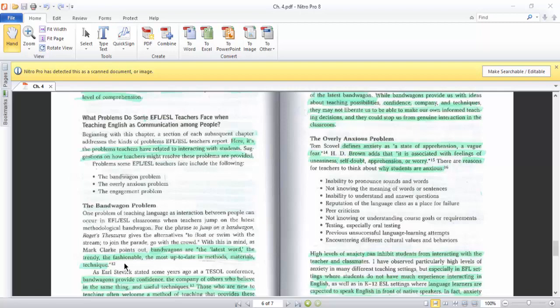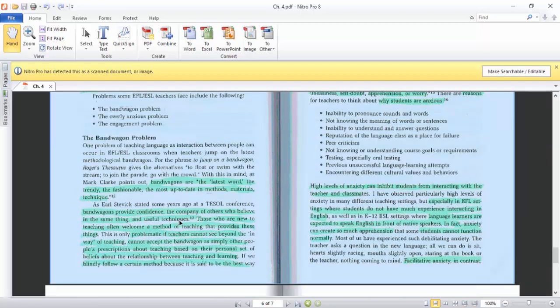Bandwagons provide confidence, the company of others who believe in the same thing, and useful techniques. Those who are new to teaching often welcome a method of teaching that provides these things, like the use of bandwagons. Okay, those who use bandwagon ideas are the new teachers, meaning that they are new to the way of teaching.